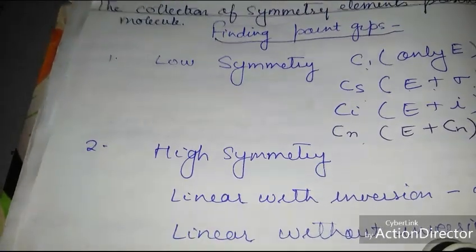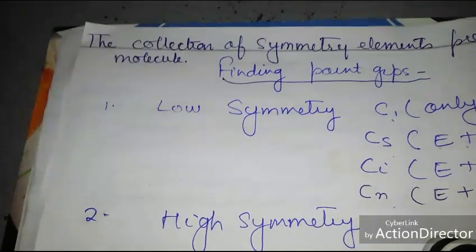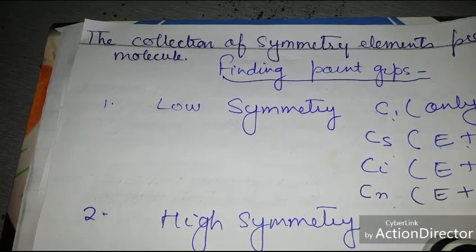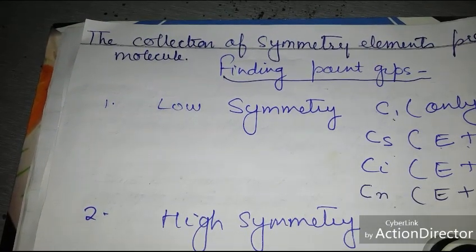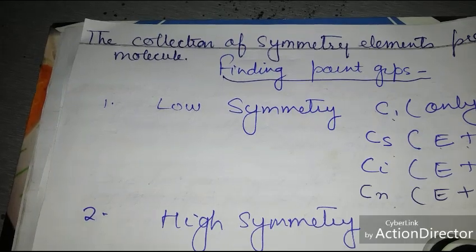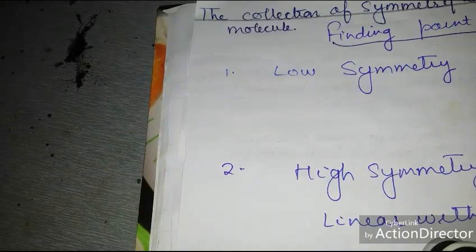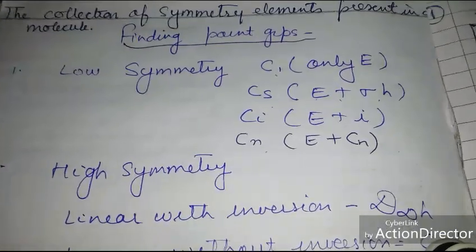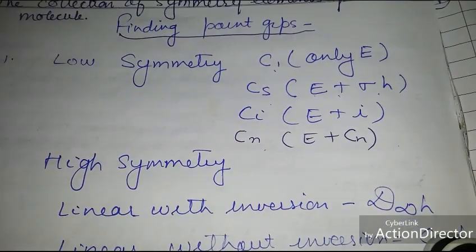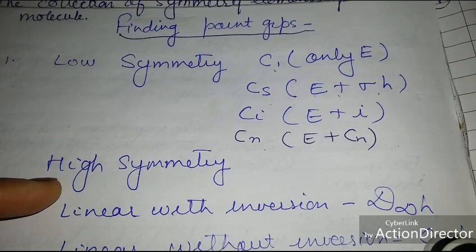Now I will be discussing with you various point groups, how to find out the point group. Point group is nothing but the collection of symmetry elements which are present in a molecule. So molecular point group means you will be finding all the symmetry elements which are present in a molecule. They are denoted by Schoenflies symbols, and in total there are 32 symbols. So I will be discussing them one by one.